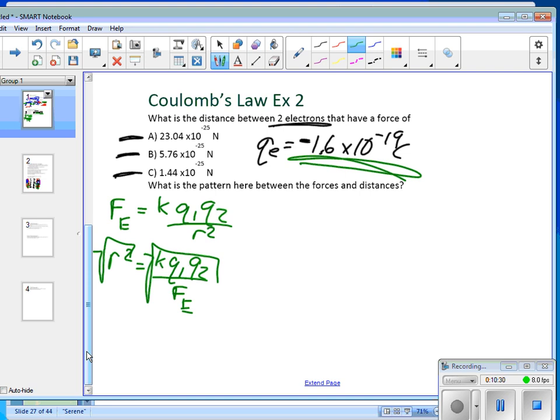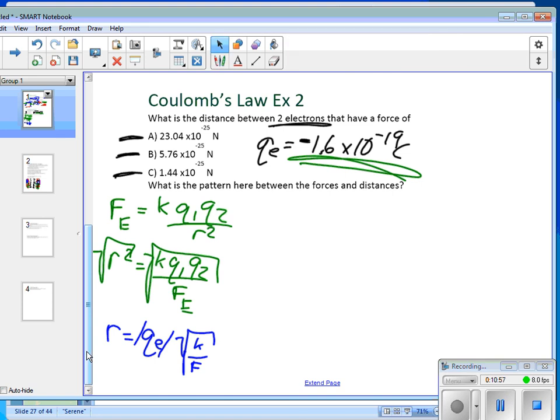The negatives will cancel each other out. So what we can actually do, if you are being really super spiffy about this, you could actually say R is equal to the charge of an electron, or the absolute value of the charge of the electron, if you'd like, times the square root of K divided by the force, okay? I took out the charge because I knew the charge was going to be squared. You don't really have to if you didn't follow along with what I was just saying there.